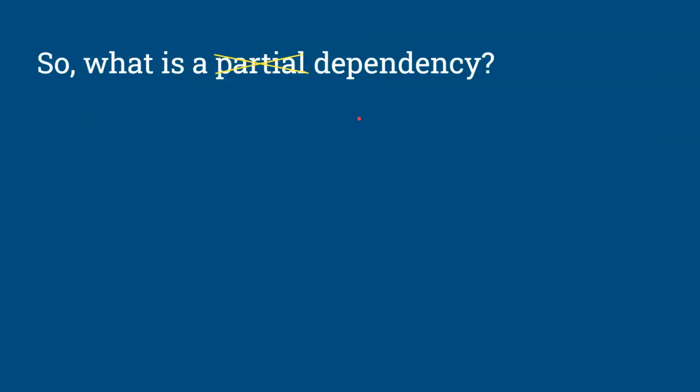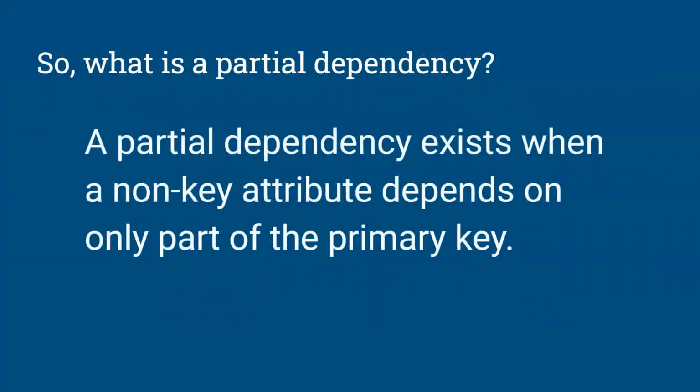Okay, so that's a dependency. What's a partial dependency? A partial dependency exists when we have a non-key attribute that depends on only part of the primary key. Meaning that you've got to have a composite primary key for second normal form to even be a question. So if you're in first normal form and there's no composite primary key, you're in second normal form, period.